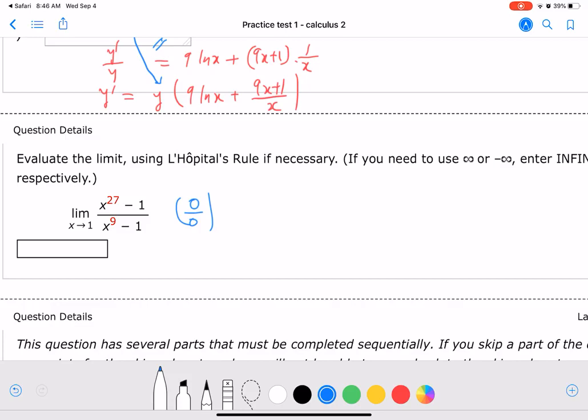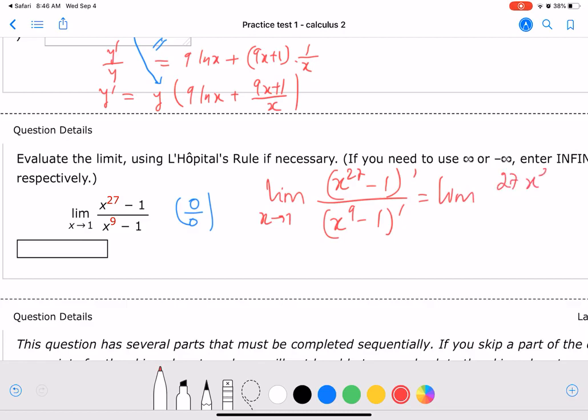But in this case, you don't need to. You can do it directly using L'Hopital's rule. So you can find the limit of the derivative of the top, x to the 27 minus 1 derivative, and then in here, x to the 9 minus 1 derivative, right? x goes to 1. And then, on the top, you get 27 x to the 26. In here, you get 9 x to the 8, right? x goes to 1. And you plug 1 into this, you get exactly 27 over 9, which is equal to 3.